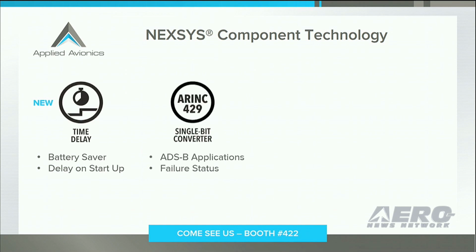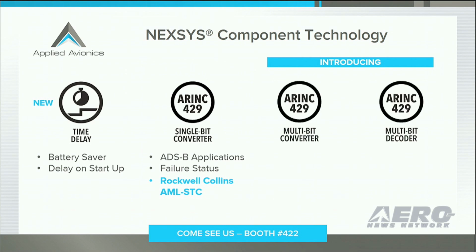And with the success of our single-bit ARINC 429 to discrete converter, which is used in the recently announced Rockwell Collins AML STC for Part 23 and upcoming Part 25, and, like you heard earlier with Barb, CMD Solutions' upcoming Part 25 as well, customers are now able to simplify their ADS-B solution without the need for an external data converter.